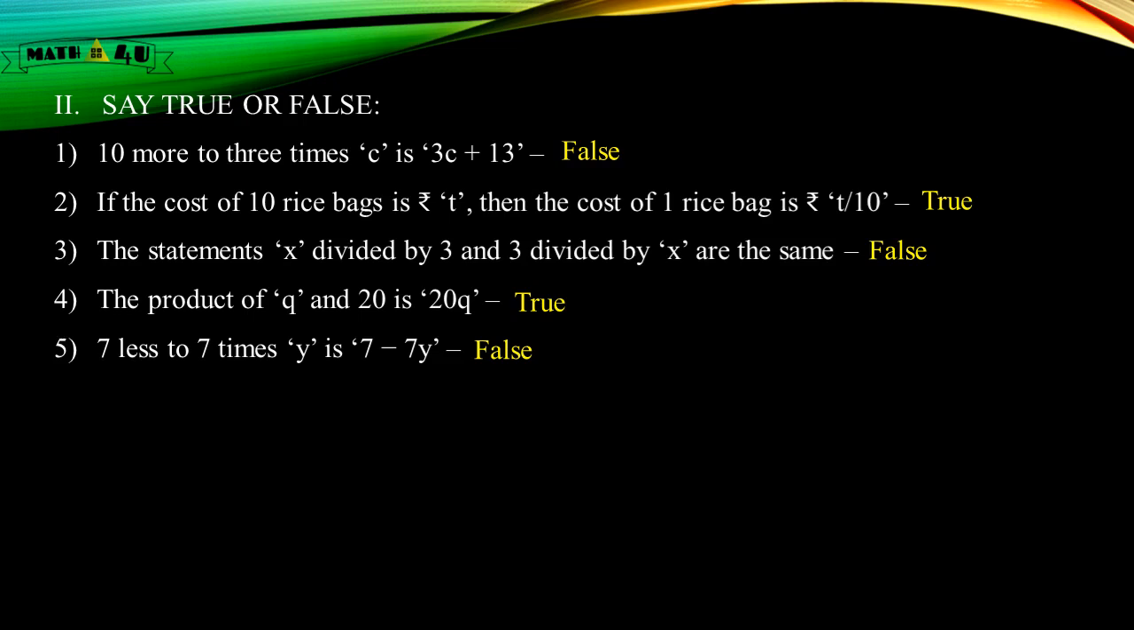It is true. Next, 7 less than 7 times y is 7 minus 7y. It is false because 7 less than 7 times y will be equal to 7y minus 7.